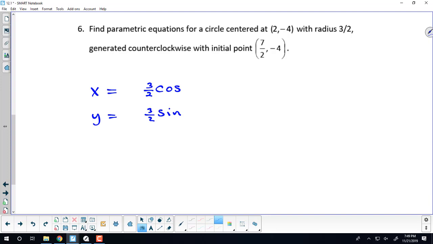And then just start out with a basic argument of t, and then you can modify that if it doesn't line up with the initial point. The 3/2 cosine t needs a +2 to be centered at 2 for the x coordinate, and the 3/2 sine t needs a -4 to be centered at -4 for y. So that's initially what we would come up with as maybe the most obvious choice, and then we'll just check the initial point.